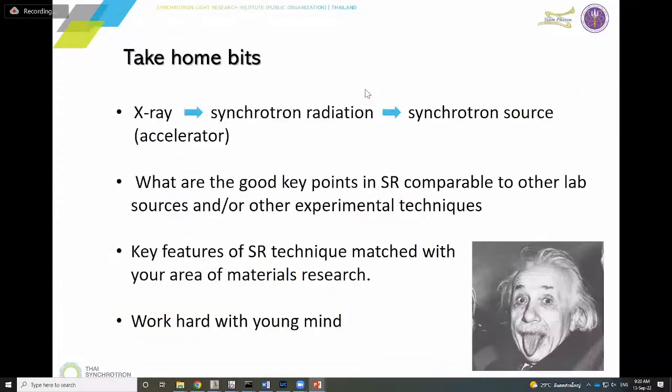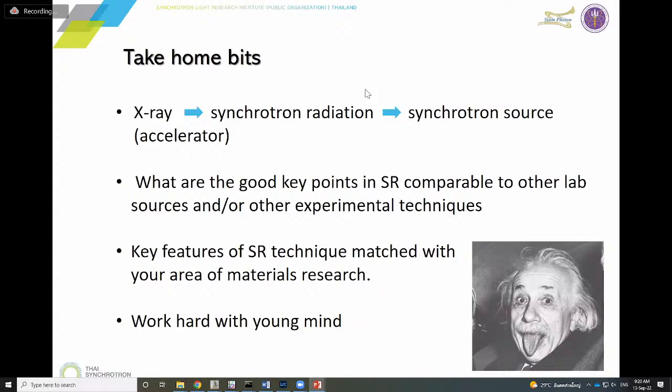So let me sum up. Today, I hope that the audience gets the idea of synchrotron radiation that comes from the synchrotron source, which is, of course, accelerators. And I think you can get a good point why we have good opportunities to use the synchrotron compared to other lab sources in experiments.